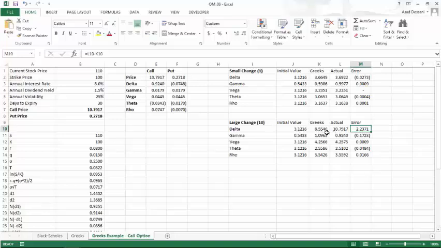So as you can see here, delta is really not reliable when you're looking at a large change. Particularly, delta is the one that gets thrown off the most. The other ones also have large errors, but none as large as the delta.